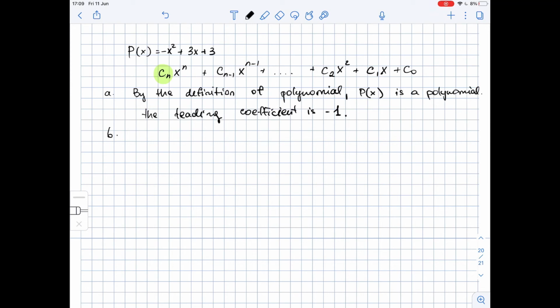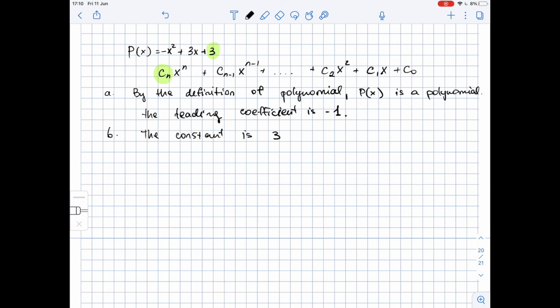Well, for part B, we need to find the constant term. The constant term is the last term in the standard form. So the coefficient that doesn't have x, that doesn't have a variable next to it, and in our case it's 3. It doesn't have x next to it. So the constant term is 3.